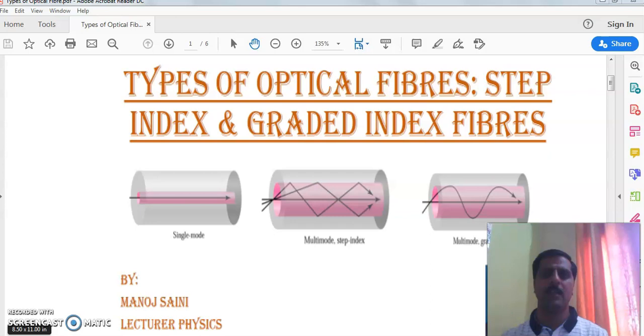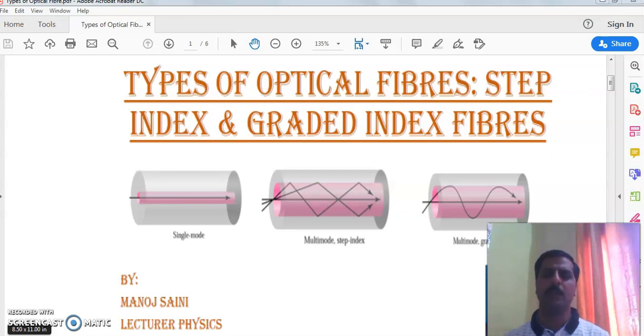Today we will learn about types of optical fibers. As we studied earlier, optical fiber consists of three main regions. First is the core, having refractive index N1, and the second region is the cladding, which surrounds the core, having refractive index N2. The refractive index of the core is greater than the refractive index of the cladding, and these two regions are protected by a third region which surrounds them, known as the sheath.